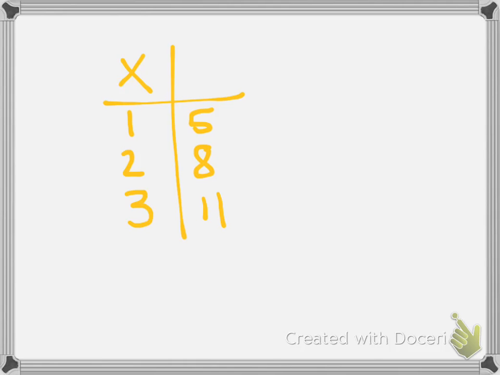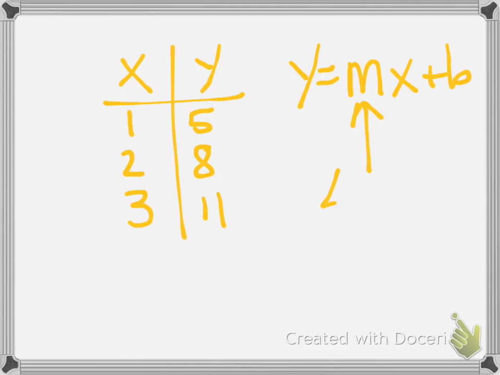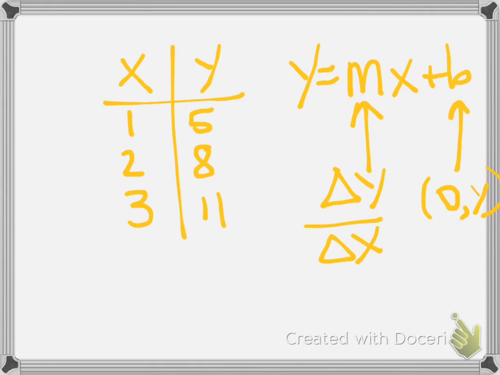Okay. I'm going to do the exact same thing. I'm going to use the base equation y equals mx plus b, where m is the slope, or the change in y divided by the change in x, and b is the coordinate where x is 0, what is y. So now let's take a look.